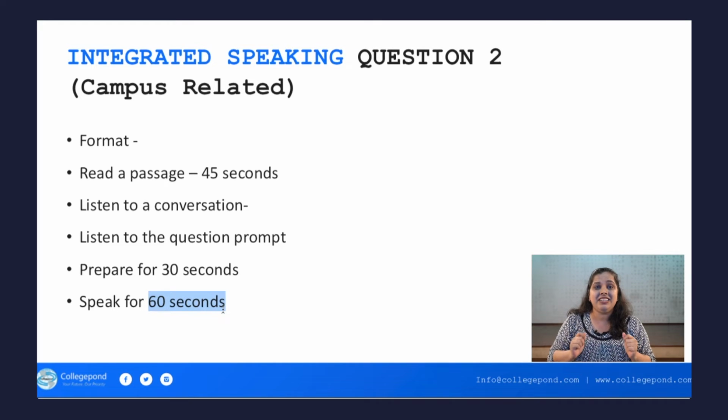Now, the challenge here is that people feel 30 seconds is too little time to prepare, right? But when they actually come to the speaking part, they feel that 60 seconds is too long a time to talk. I cannot talk for such a long time. So that's a challenge, and we are going to address that in the next few slides.